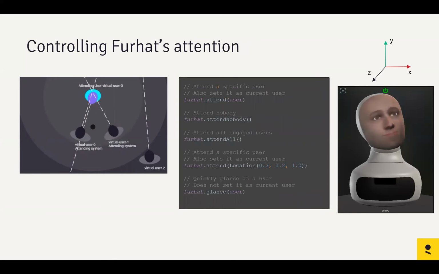We can also control Furhat's attention, and this can be done both in Kotlin or in Blockly. We can inform Furhat to attend a specific user, in which case Furhat will continue to look at this person when the user moves around. We can attend nobody, which means that we are not attending any specific thing. We can attend all, which means that Furhat will attend all users and shift attention between them. And we can attend a specific location, which is a point in space like this. Or we can ask Furhat to just glance at the user.